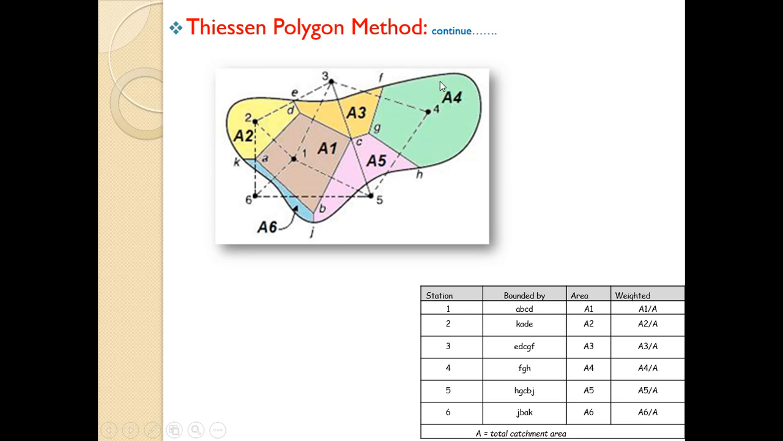Then the areas of these polygons are measured with the help of a planimeter or an overlay grid. With a grid or graph paper you can also find the area, but the easiest way is to find the area with the help of a planimeter. Now we know the precipitation at all these stations, and we know the area bounded by each. Very easily we can find the P bar, right?